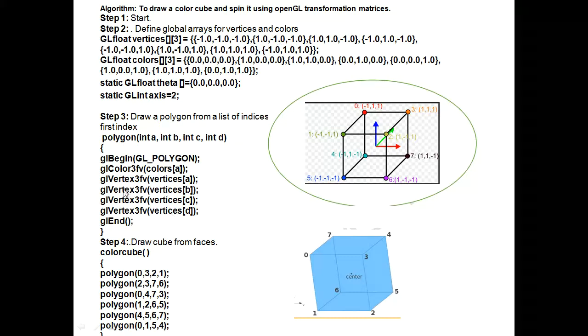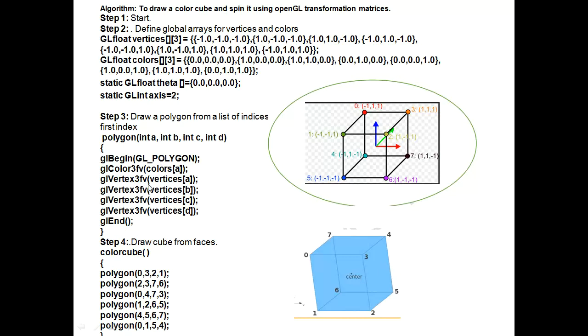And finally, it combines them. All four coordinates are combined. It appears like this particular polygon. So this makes one face of the color cube. In the same way, it calls the polygon function a second time. So at this time, polygon of 2, 3, 7, 6. In this function call, a will hold the value 2, b will hold the value 3, c will hold the value 7 and d will hold the value 6. So by taking them, it starts creating the vertices to make the polygon.